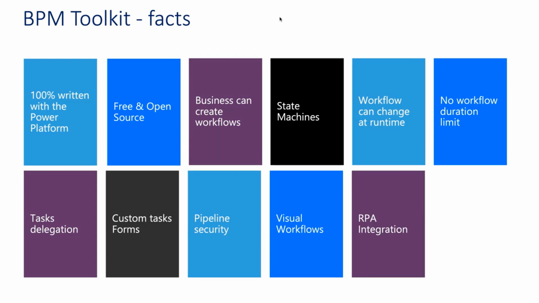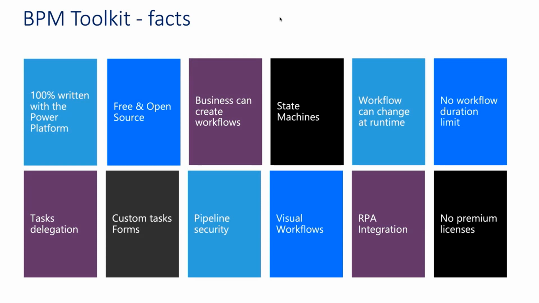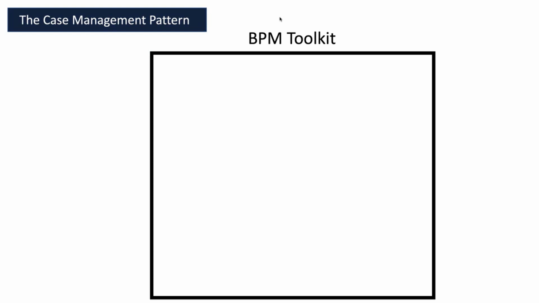It's visual, you will see that. If you want, you can have an integration with robotic process. So the BPM Toolkit is compatible with any robotic process, like the Power Automate desktop, and you don't need premium license. So I don't want to be too technical, but I created a pattern that I call a case management pattern that describes basically how it works.